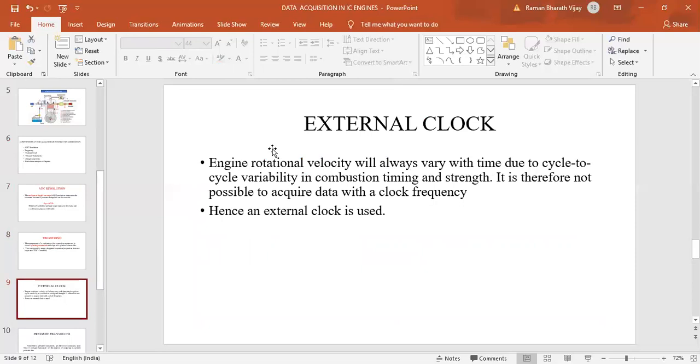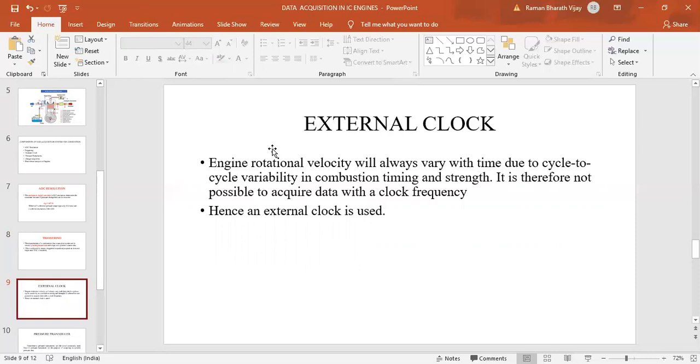In case of an engine, a piston moves from BDC to TDC, TDC to BDC, top dead center, bottom dead center. So the piston moves and there will be a rotational velocity in the engine. I will again repeat. In any engine, the piston moves from TDC to BDC and BDC to TDC, and there will be something called rotational velocity because the engine moves, and this rotational velocity is changing from time to time.